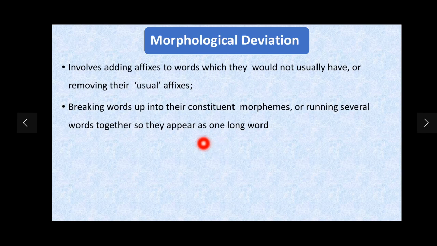And finally, we have morphological deviation, which involves adding affixes to words which they would not usually have, or removing their usual affixes. So breaking words up into their constituent morphemes, or running several words together so they appear as one long word.